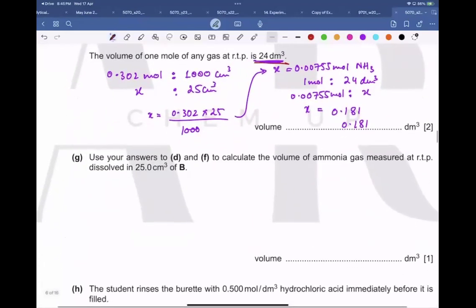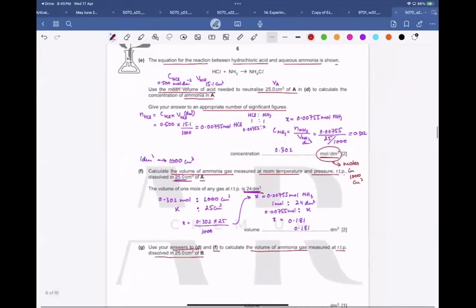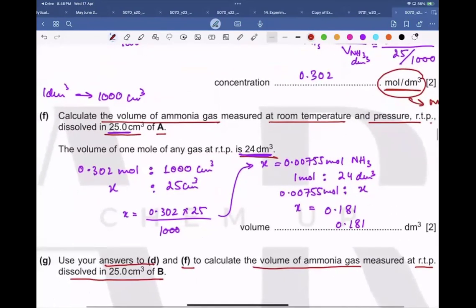Now, next part. Use your answer to D and F to calculate the volume of ammonia gas measured at RTP to dissolve in 25 centimeter cube of B. Okay, so see, this is very important, and this is the trickiest part. Yes, Yasir, do you want to ask something? Yes, what is the problem in part F, Yasir?